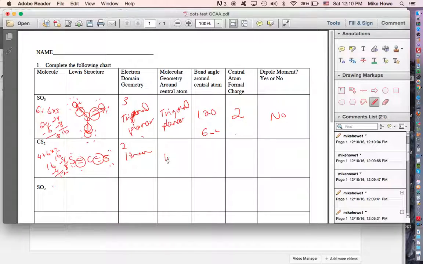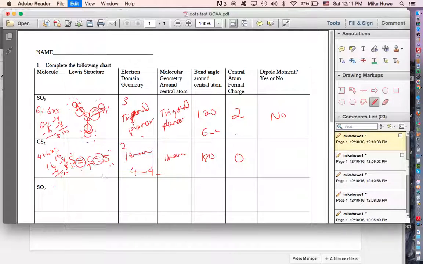And the molecular geometry is also called linear. Per that sheet, bond angle will be 180 because it's a straight line. Formal charge will be 0 because you have 4, right here, 4, minus half of 2, 4, 6, 8. Half of that is 4, equals 0. There aren't any unshared pairs. So is it polar? No. Electrons would move toward the more electronegative element. And so, no.